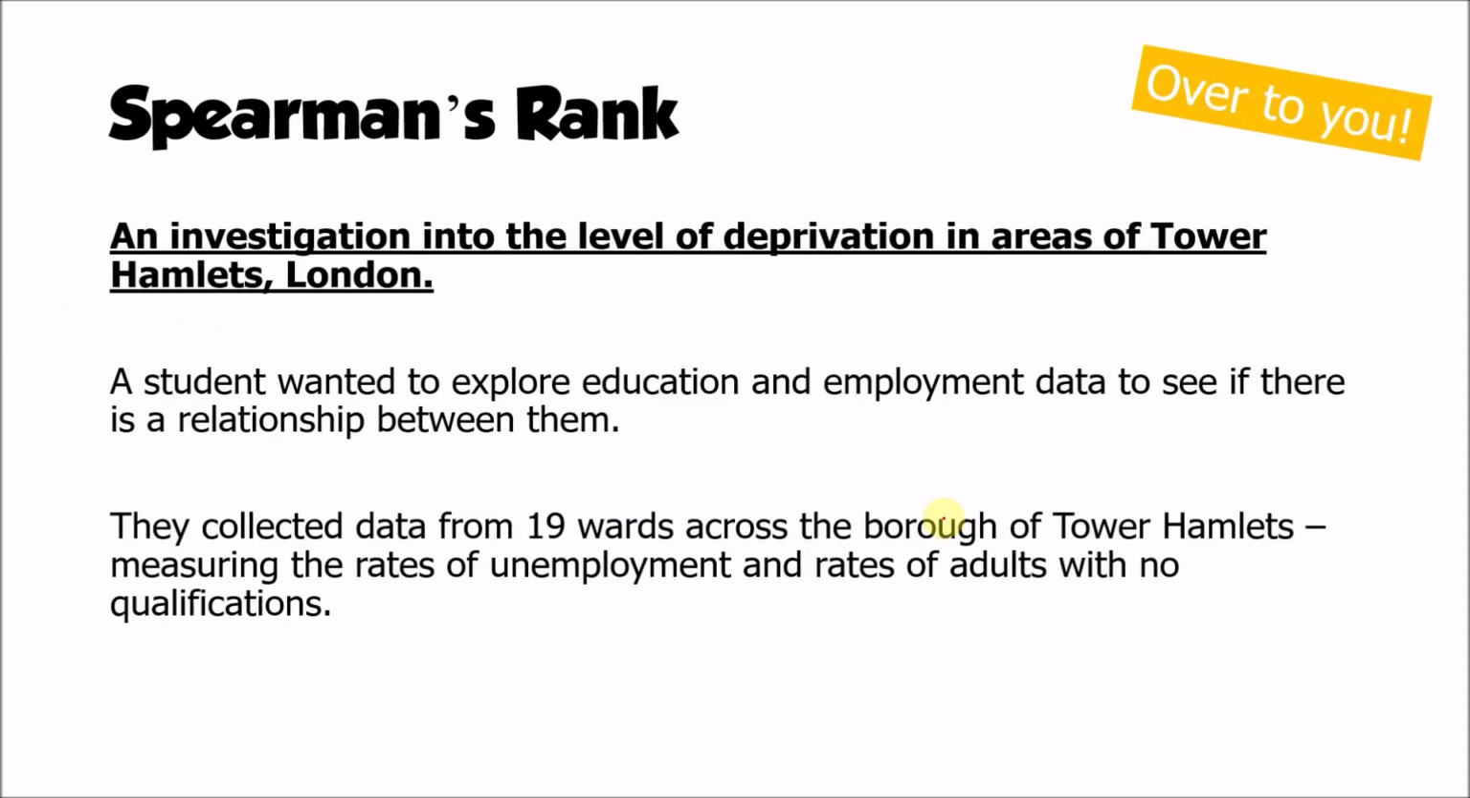Okay, over to you then. You're going to have a go at completing an example now which looks at the level of deprivation in areas of Tower Hamlets in London. Tower Hamlets is a borough in London, and a student wanted to explore education and employment data to see if there is a relationship between the two things. They collected data from 19 wards, 19 areas of Tower Hamlets, and they measured two things: the rates of unemployment and the rates of adults with no qualifications. So they're looking to see if there is a link between those two things.